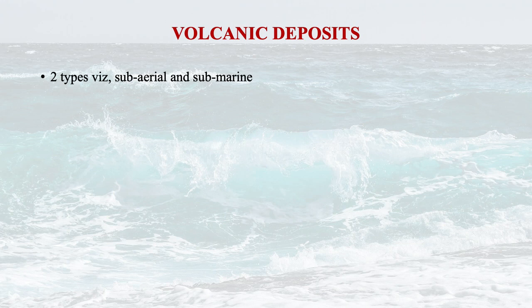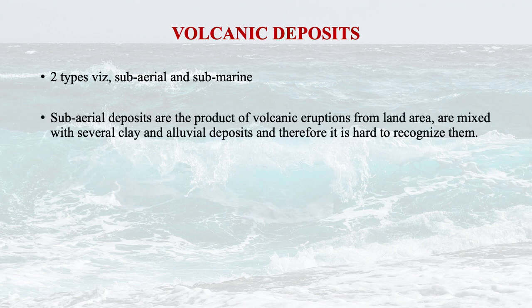So you know, volcanic deposits are of two types. One is subaerial and the other one is submarine. Subaerial deposits are the product of volcanic eruptions from the land area, and they are mixed with several clay and alluvial deposits, and therefore it is hard to recognize them. They are brought from the land area by various agents of erosion like wind, river, etc., and deposited in the oceanic area.